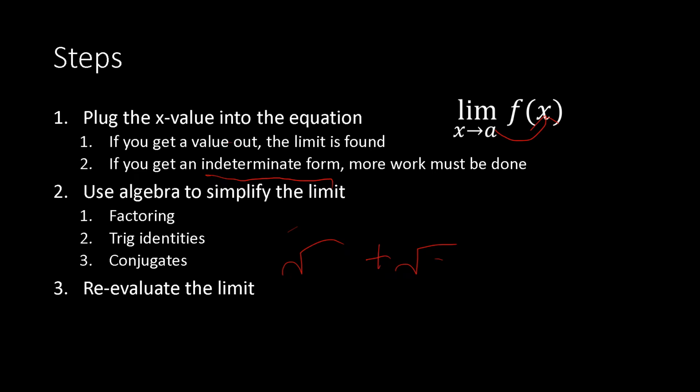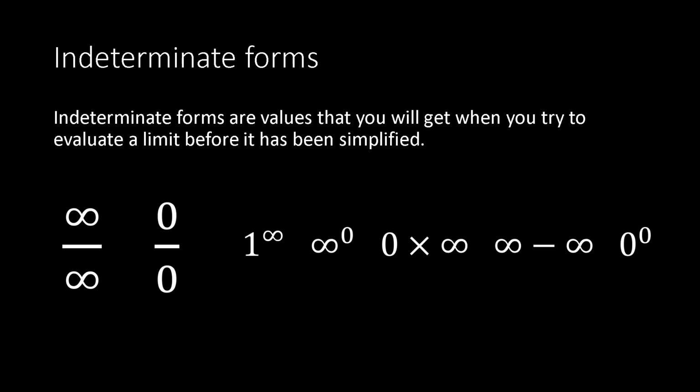Then, once we've used one of these three strategies to simplify the limit, we're going to try and evaluate it again, and hopefully this time we won't end up with another indeterminate form. Okay, here's our list of indeterminate forms. The most common ones are these two on the left, and today we're only going to be talking about 0 over 0. But eventually we will talk about all 7 of these.